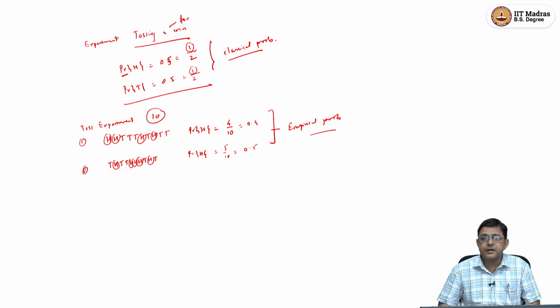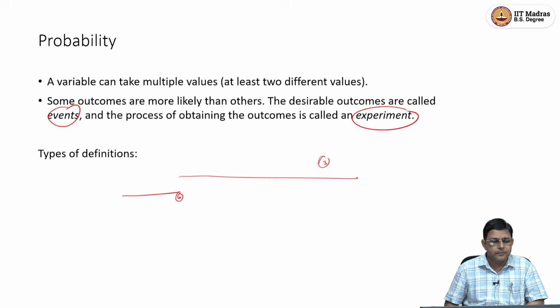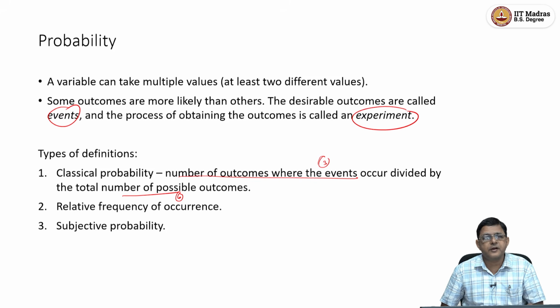But still people have said that Dhoni is a lucky captain. Why are they saying that? They are saying that because there is a third way of calculating probability. There is a third way of calculating probability which is called subjective probability.